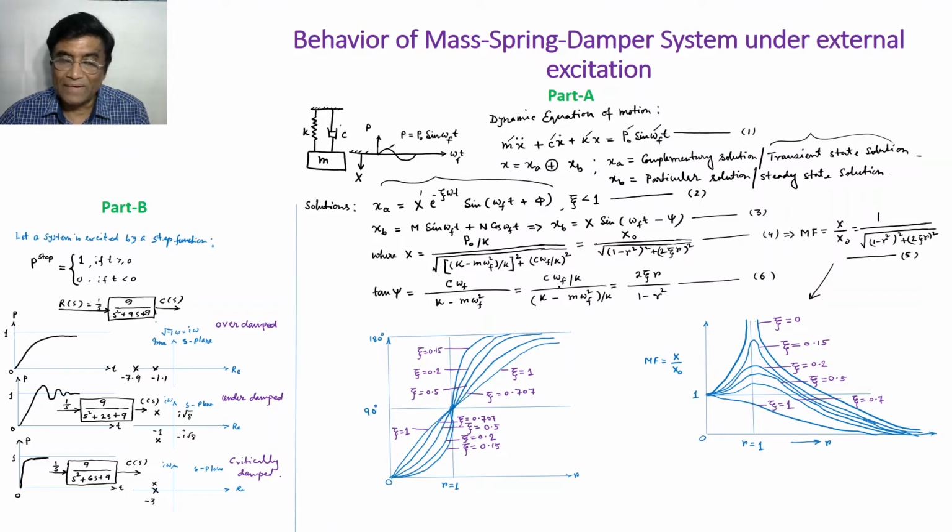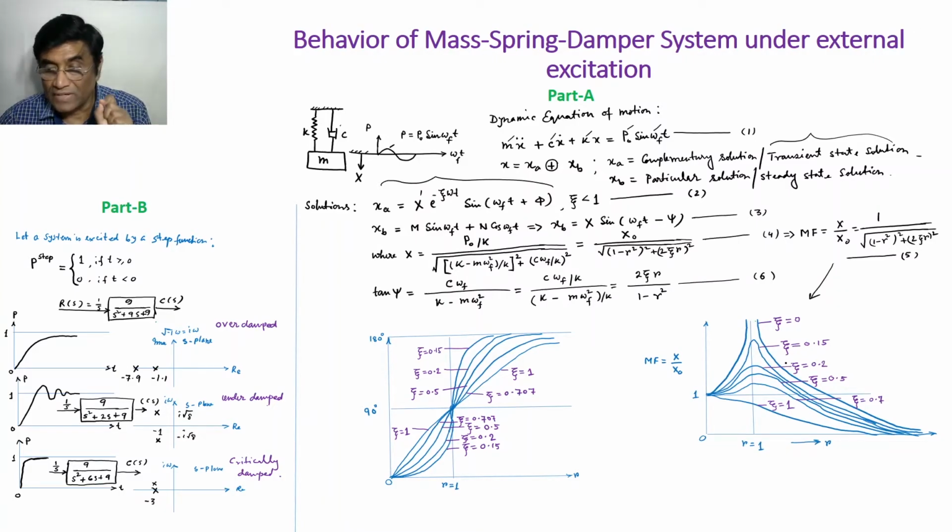You know what will happen. The magnification factor will be infinitely large. The amplitude of oscillation will be infinitely large, which we call resonance, right? So if R equals 1 and the damping factor zeta equals 0, then there will be resonance.